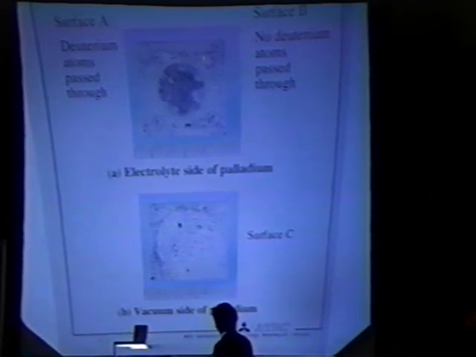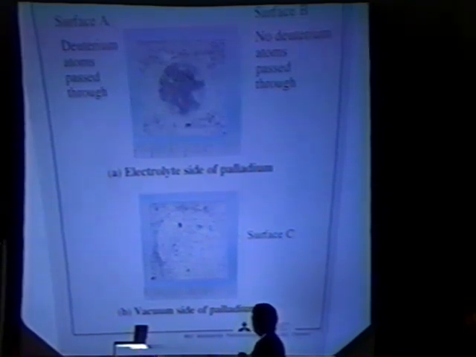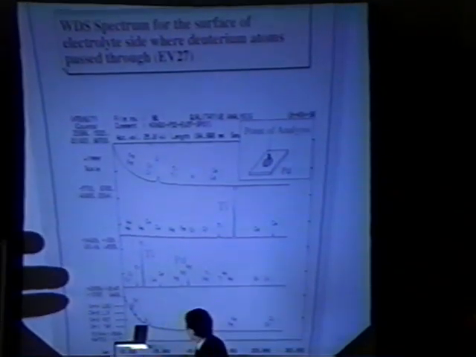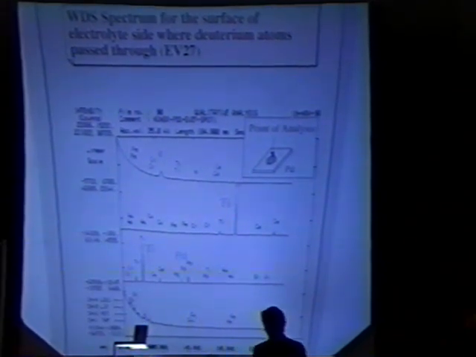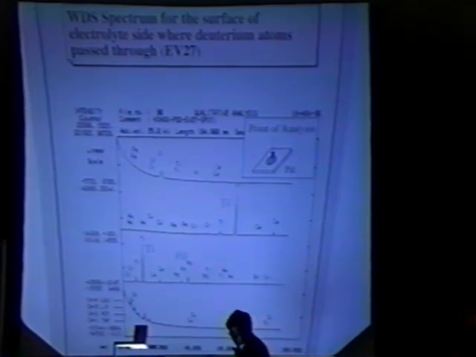We analyzed the black circle and the other point, and we detected titanium atoms on the black circle. And this figure shows the WDS spectrum for the surface of the electrolyte side where deuterium atoms pass through. Here is the point of analysis on the circle. We can see that the titanium and the palladium atoms peak clearly.